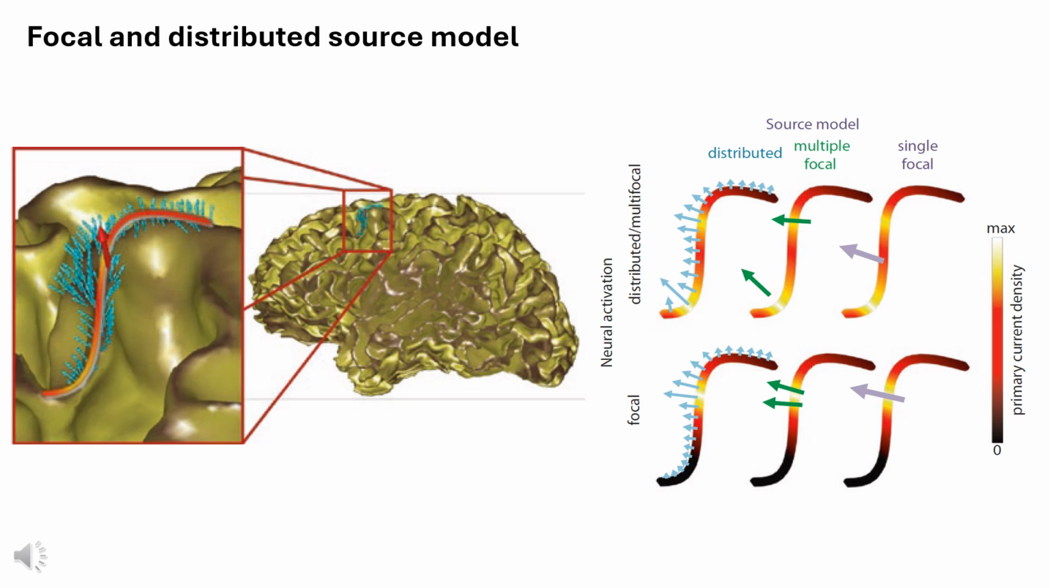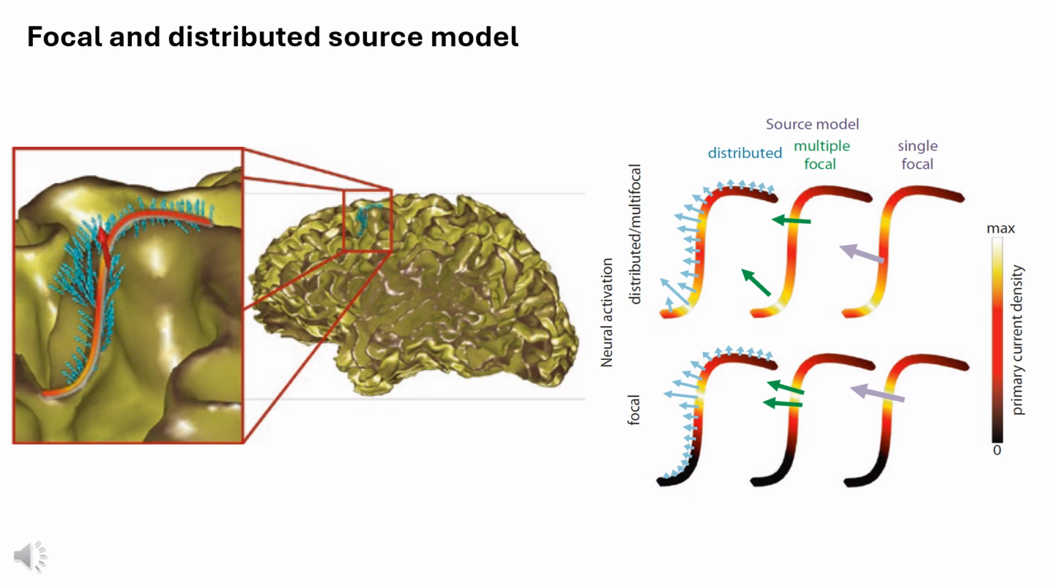As shown in the right side figure, three different source models can be applied: a distributed model, left column, where the source area is uniformly divided into small elements each described by an electric current dipole; a multiple focal model comprising two electric current dipoles, middle column; and a single focal model comprising one electric current dipole, right column.